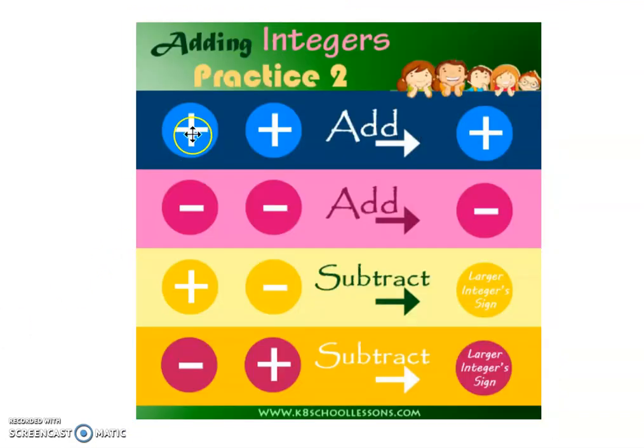Here's another example. Adding two positives, you get a positive. When there are two negatives, you get a negative when you add them up. Positive and a negative, you've got to subtract and keep the larger integer's sign. Negative and a positive, you're going to subtract, but keep the larger integer's sign.